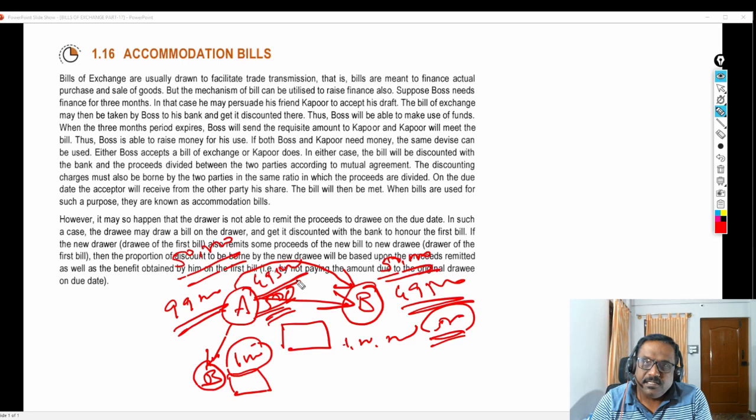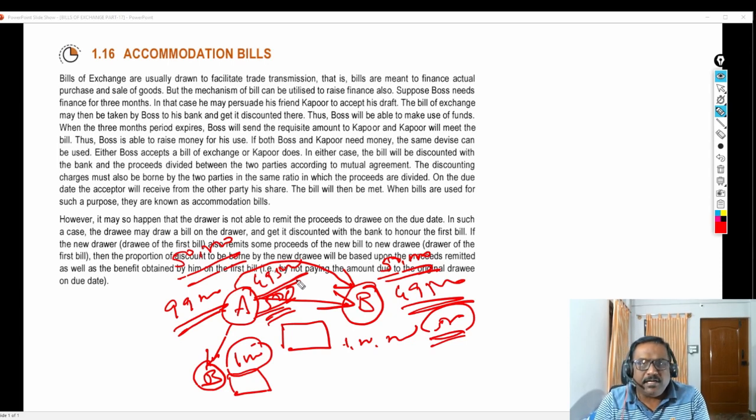So what happened because of this? Both A and B's needs have been fulfilled. A needed 50,000, he got his amount. B also needed 50,000, he also got it. How was this need fulfilled? A went and approached B. B said, even I don't have money, you write a bill on me for 1 lakh. I will accept it. You discount it and you take 50,000, you give me 50,000.